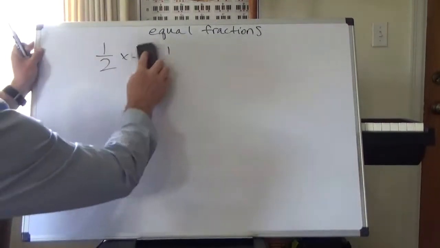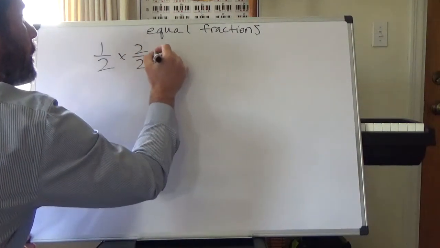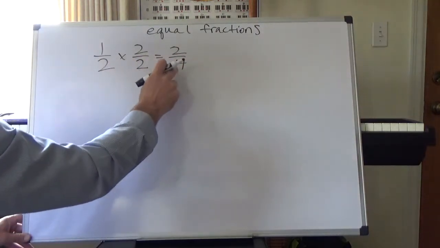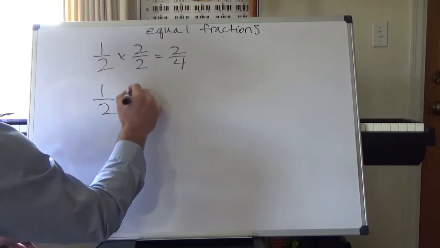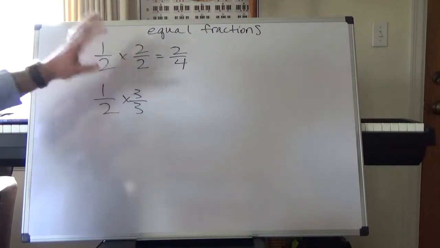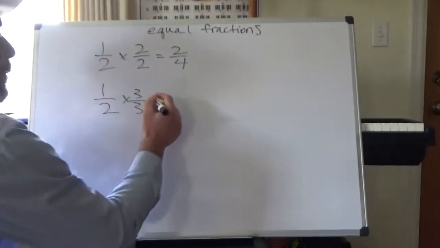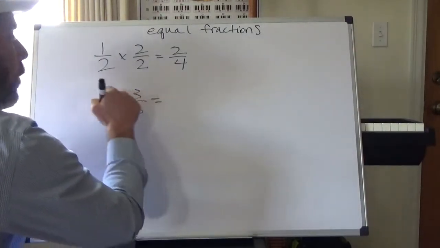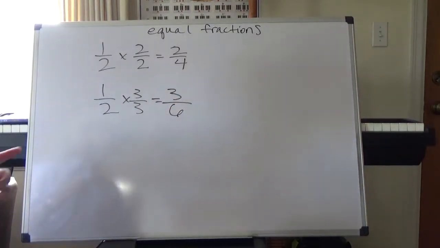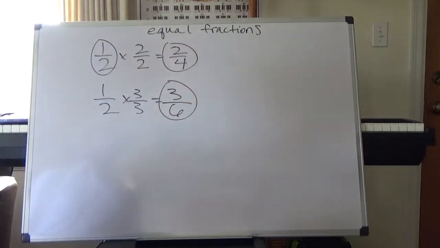So what's our next digit we might want to use? We can use 2, we can use 3, right? 1 times 2 is 2, 2 times 2 is 4. If I wanted to use 3/3 instead of 2/2, as long as the numerator and the denominator are the same digit or number, this is equal to 1, and that's equal to 1. So we're just changing the amount of parts, but we're not changing the value. 1 times 3 is 3, 2 times 3 is 6. So 1/2, 2/4, and 3/6 are all equivalent fractions.